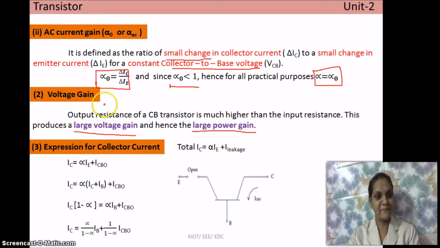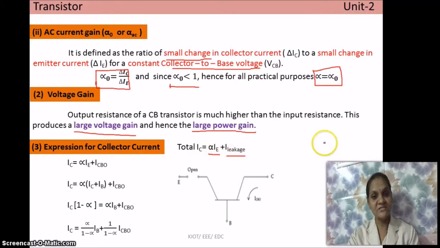This is the second parameter, and the third parameter is the expression for collector current. The collector current expression is very important. This may be asked for 2 marks. So how do we derive the expression for collector current? This is the collector terminal. This current is obtained by the combination of two terms. This is the first term and this is the second term.